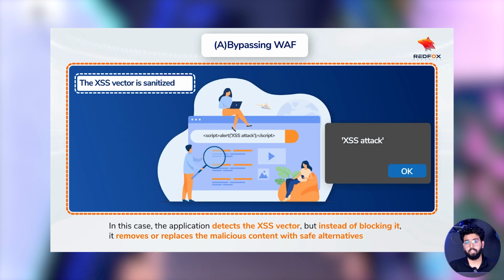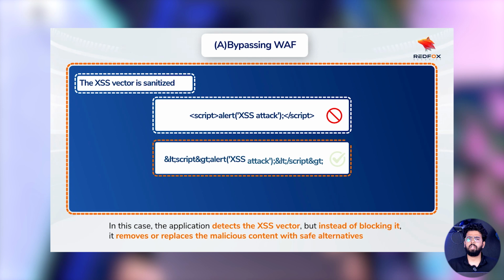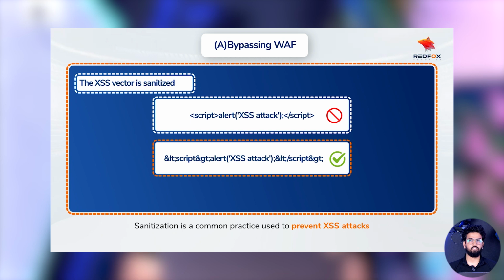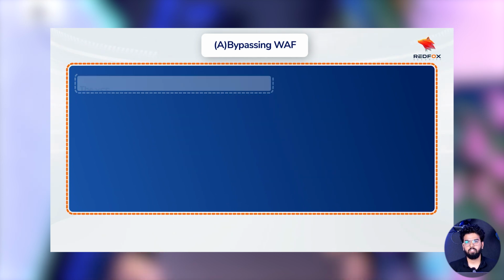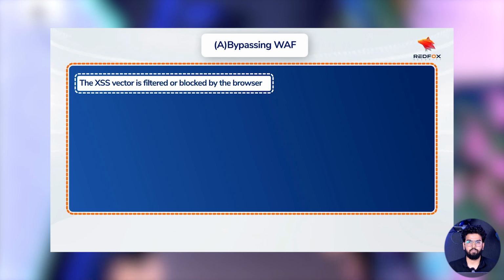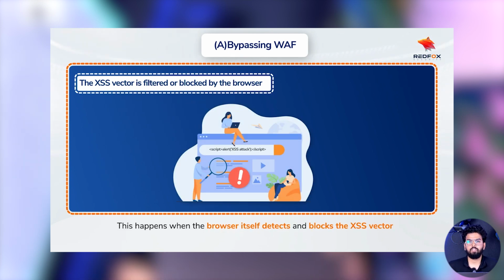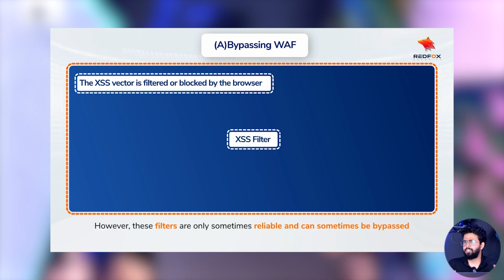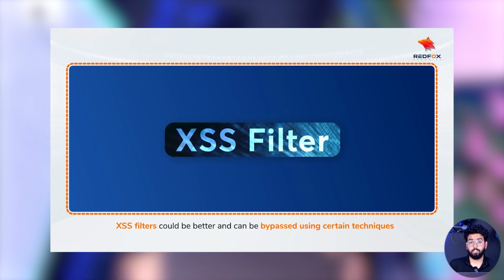In this case, the application detects the XSS vector, but instead of blocking it, it removes or replaces the malicious content with safe alternatives. Sanitization is a common practice used to prevent XSS attacks. The third one being the XSS vector is either filtered or blocked by the browser. So this happens when the browser itself detects and blocks the XSS vector completely. Modern browsers have built-in security features like XSS filters that detect and block malicious code. However, these filters are not always reliable and can be bypassed. XSS filters could be better and can be bypassed using certain techniques.